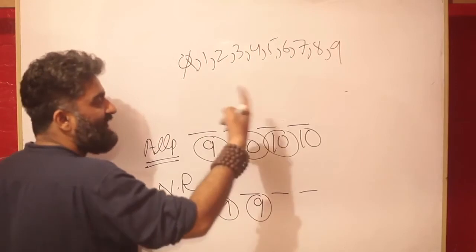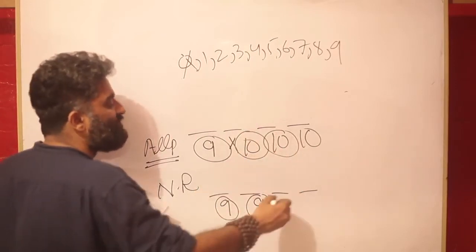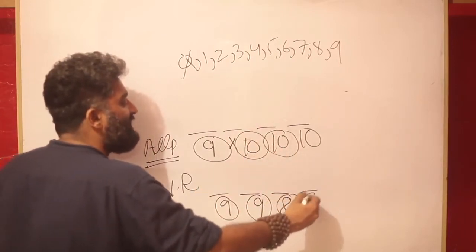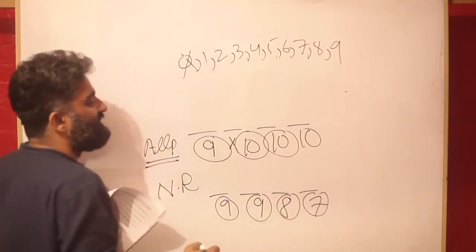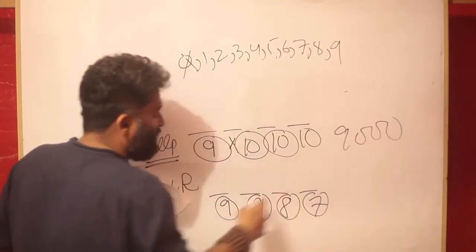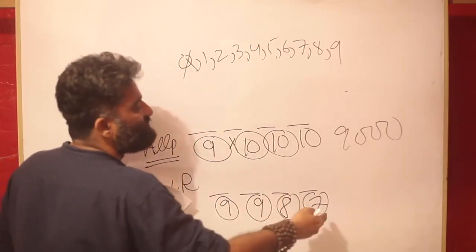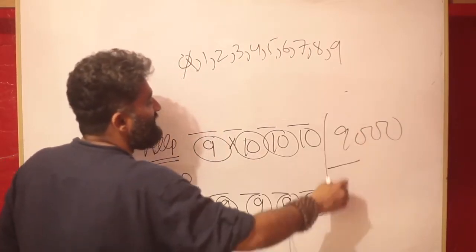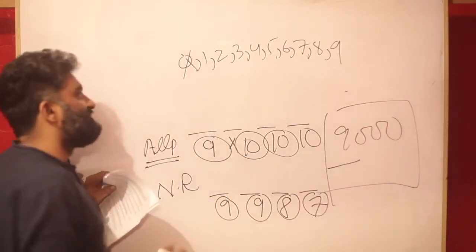And now you had 9 numbers, out of that another is gone. How many possibilities? 8. And how many possibilities? 7, right? So 9 into 10 into 10 is 9,000. Whatever is 9 into 9 into 8 into 7, find that out, subtract from 9,000 and you should get your answer, right?